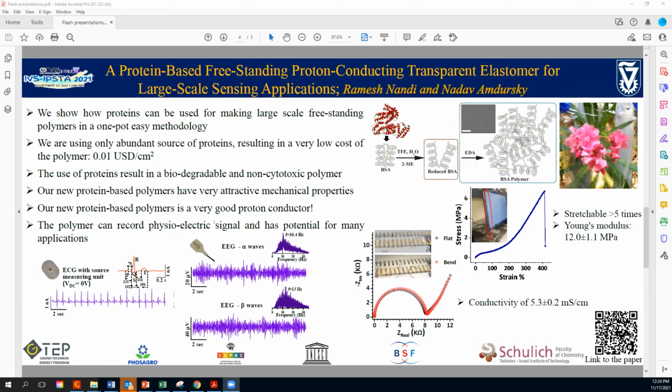And because the raw material is very cheap, it has a very low cost, 0.01 USD per centimeter square. It's biodegradable and non-cytotoxic, and it has a proton conductivity of around 5.3 millisiemens per centimeter. And we have used this material to record electrophysiological signals, and it can record them very successfully. Finally, being protein-based, and given its biodegradability, stretchability, and transparency in the visible region, it has a high potential in many bioelectronic devices and other applications.